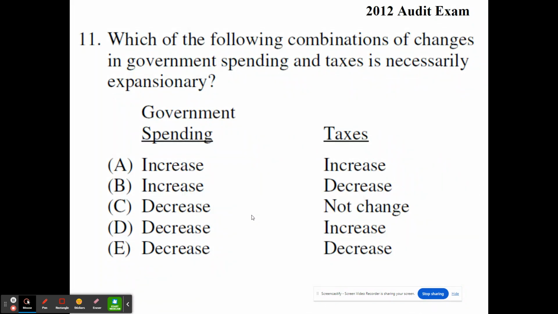All right, number 11. Which of the following combinations of changes in government spending and taxation is necessarily expansionary? This word necessarily isn't necessary. Let's just drop that out of there and make this more palatable. Which of the following combinations of government spending and taxes is expansionary? Which one is going to make GDP grow, make aggregate demand go to the right? So pause it and ponder.